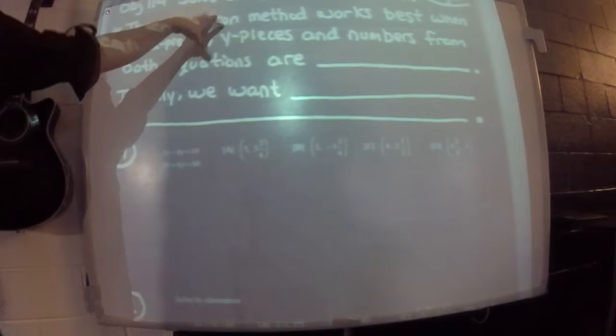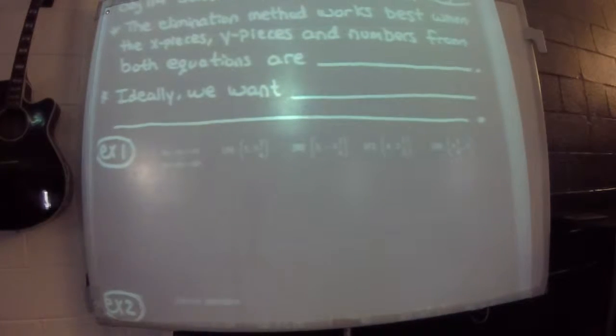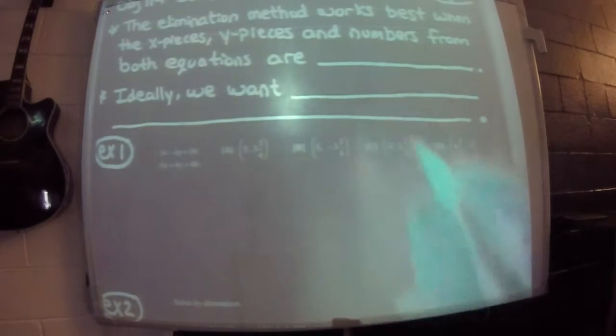But when it comes to elimination, here's what we want. This method is going to work best when the x pieces, the y pieces, and the number pieces from both equations are aligned. Remember yesterday we said stacked. They're on top of each other. So go ahead and put, we want them to be stacked or aligned.